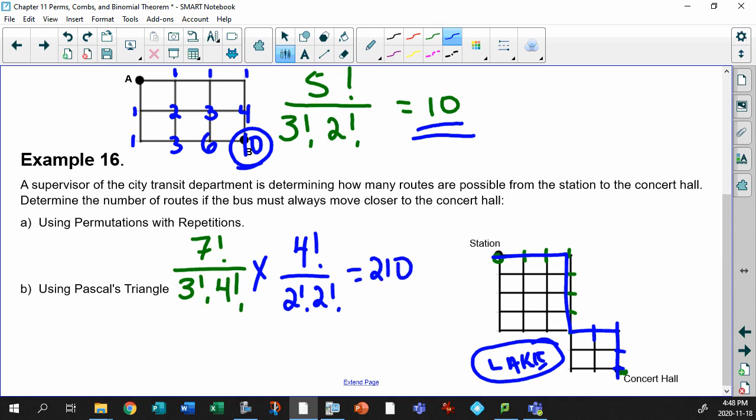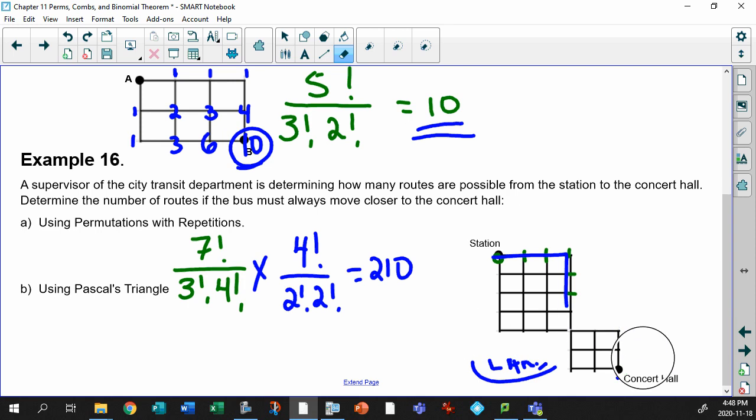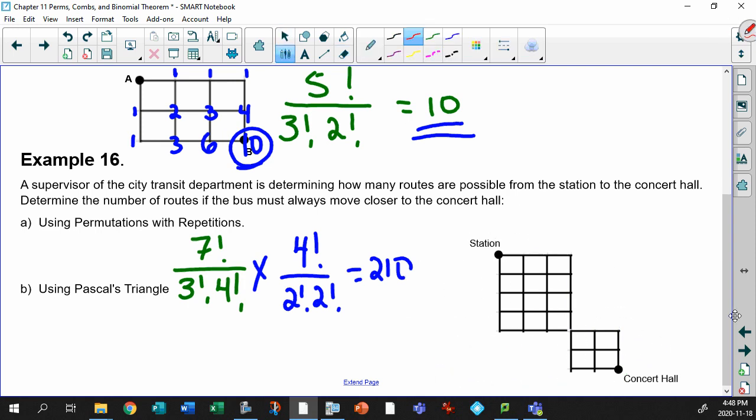But think about this. Can I do this now with Pascal's triangle? You know what? Absolutely we can. Check this out. This is a 1, 1, 1. This is a 1, 1, 1, and 1. 1 and 1, that gives you 2. 2 and 1, that gives you 3. 3 and 1 gives you 4. Okay? 1 and 2 gives you 3. 3 and 3 gives you 6. 6 and 4 gives you 10.